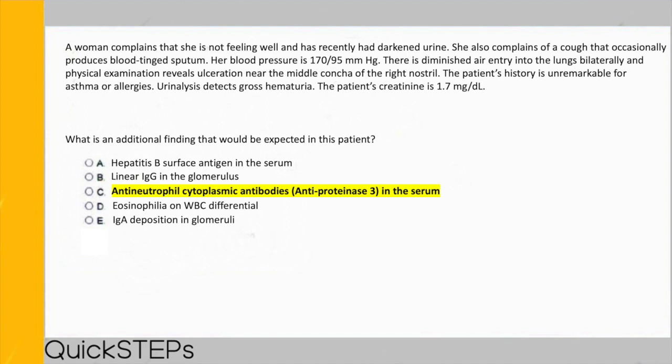sclerosing cholangitis. An easy way to remember that Churg-Strauss is P-ANCA is to think that you chug your pee. Right? P for P-ANCA, chug for Churg-Strauss.